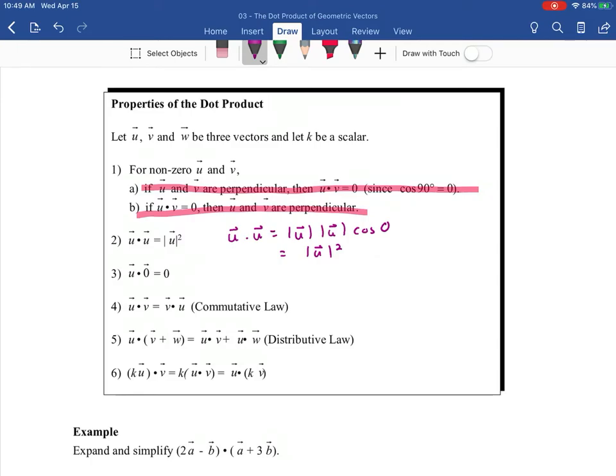U dot v is the same as v dot u. I think that's very obvious. The distributive law is in, so you can totally distribute with dot product, and you can totally distribute with scalars as well. We don't prove those things, we just state them.